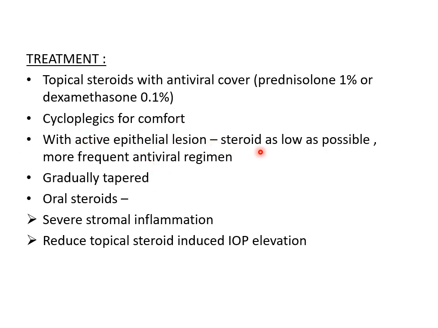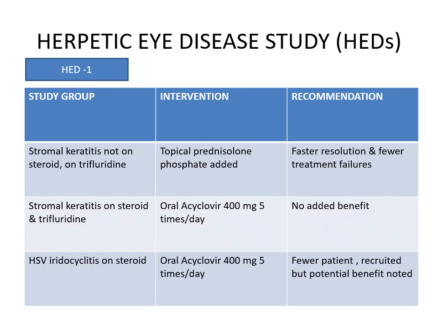If it's an active epithelial lesion, you may need to give a more frequent antiviral regimen with a very low steroid dose. The steroids have to be gradually tapered to avoid recurrences. Oral steroids may be given if there is a severe stromal involvement or if you have to avoid topical steroids because of IOP elevation. Please read about the Herpetic Eye Disease Study.